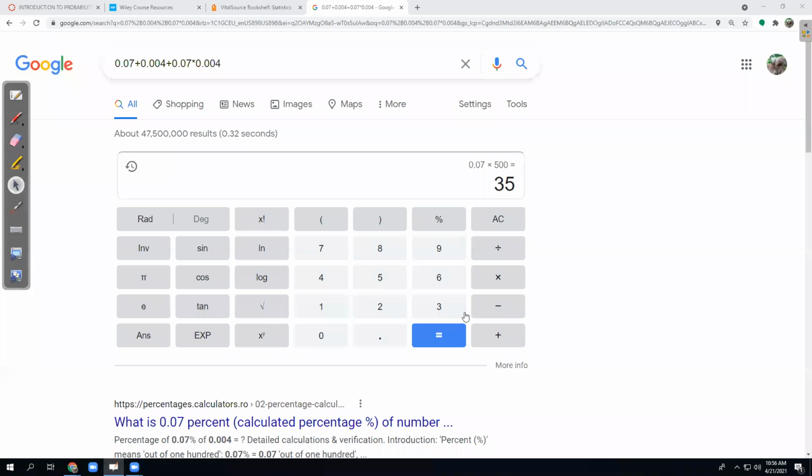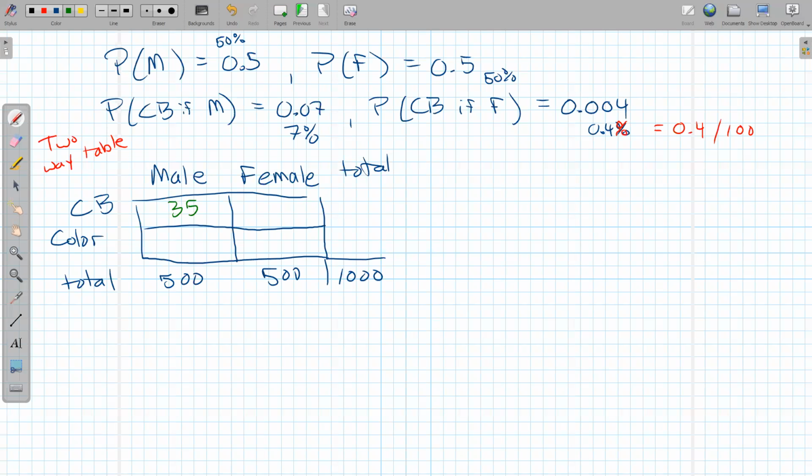Females, so if I think about that 0.4%, just type 0.4, divide by 100 to deal with the percent symbol. And some calculators have a percent symbol that does that for you. And then here I want to multiply by the 500 females in my group. That gives me 2 of them. So I have 2 females.